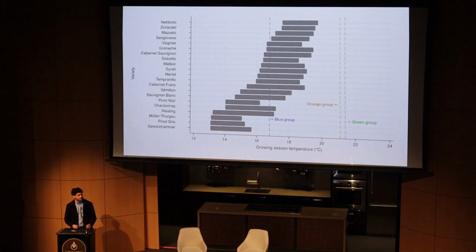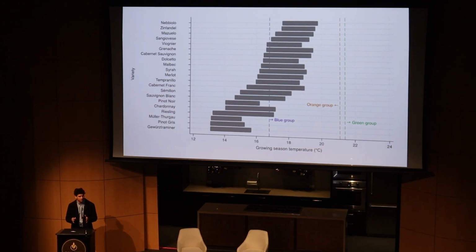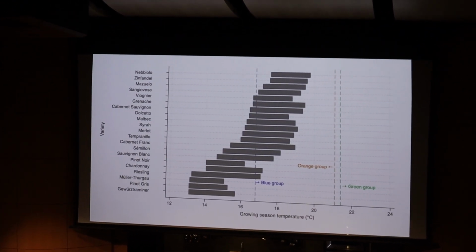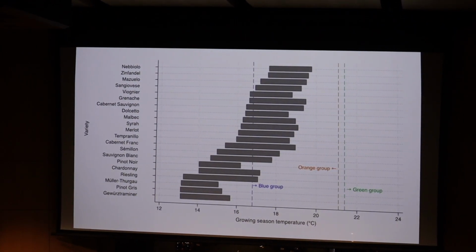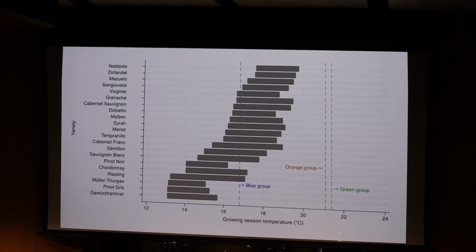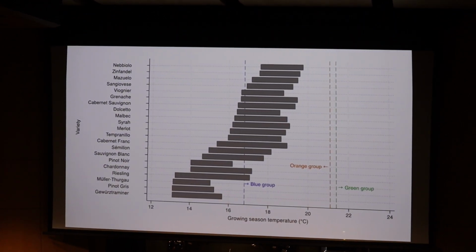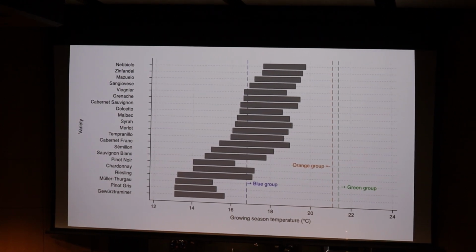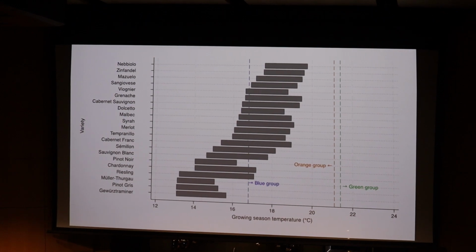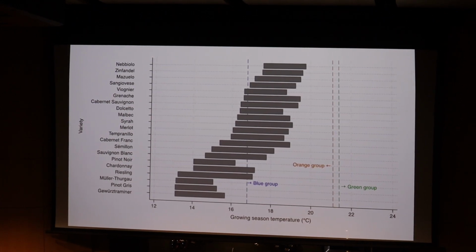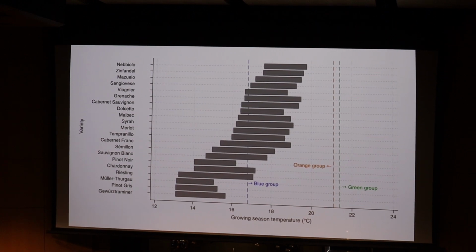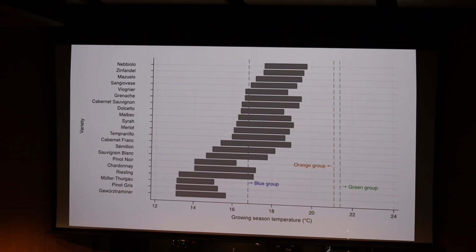I wanted to show you this graph. This is an interesting graph in which each gray bar represents the ideal growing season temperature range for producing high-quality wine of each of these varieties. And I also plot three vertical lines that show the mean growing season temperature of each of the three groups. And I want you to look at the orange group and the green group. They have a mean growing season temperature that is higher than what is ideal for producing high-quality wine of these mainstream varieties, based on this graph.